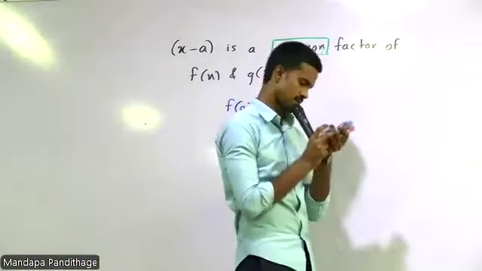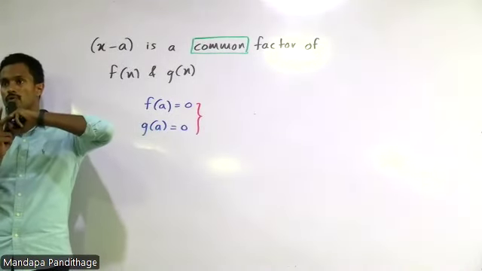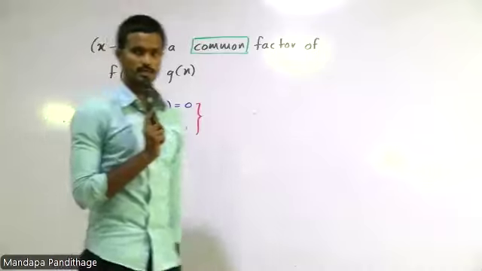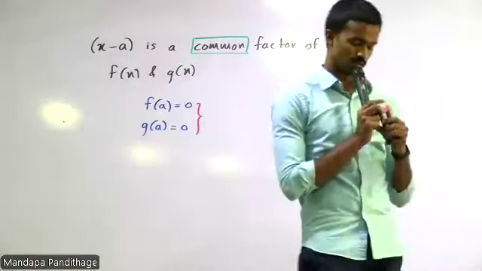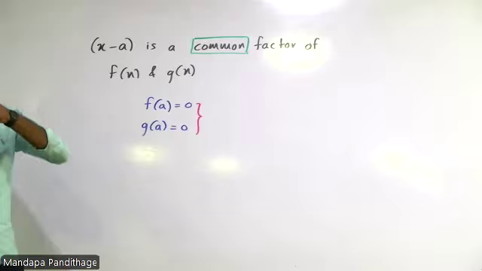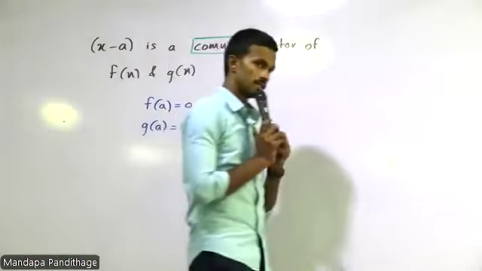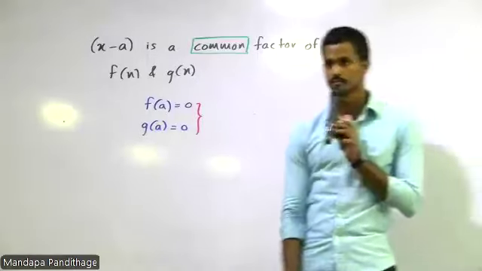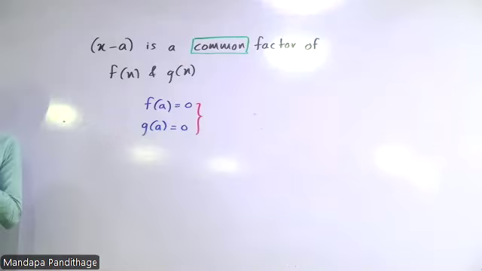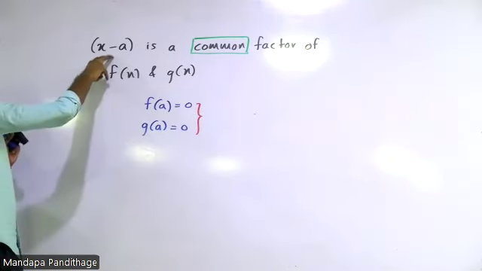Okay, write in this way: when two or more polynomials are having a similar factor, it is known as a common factor.